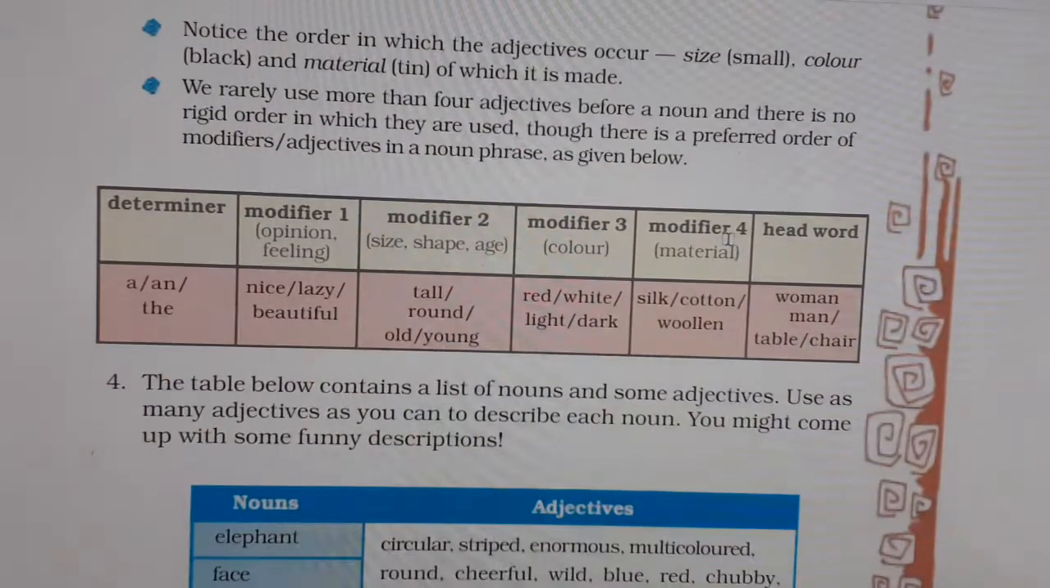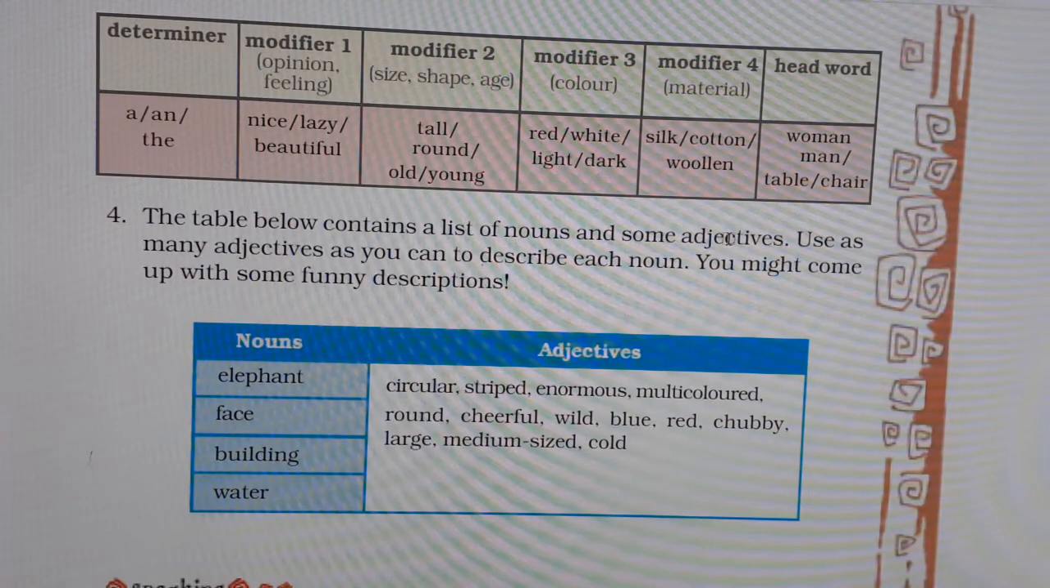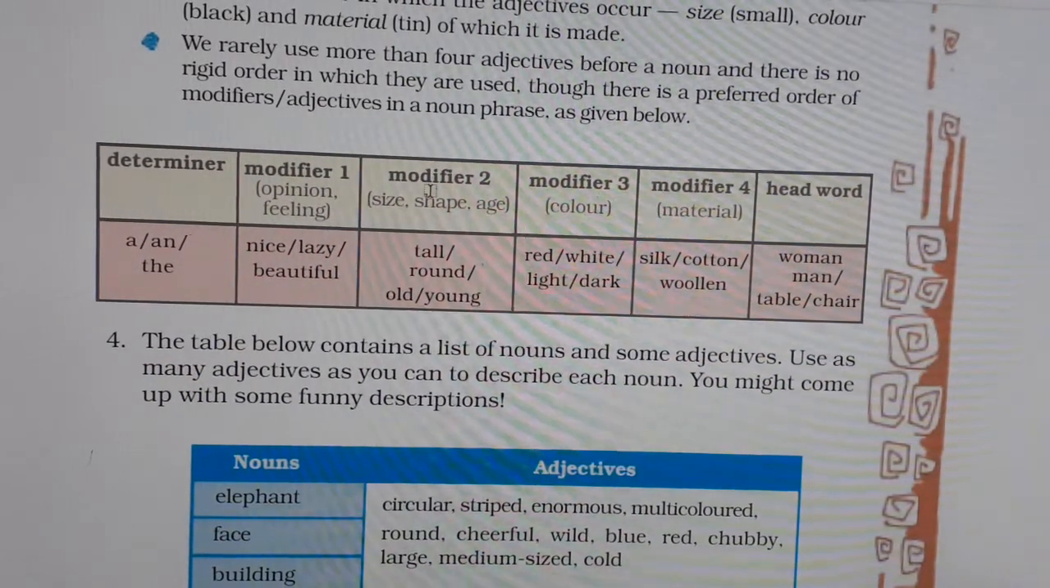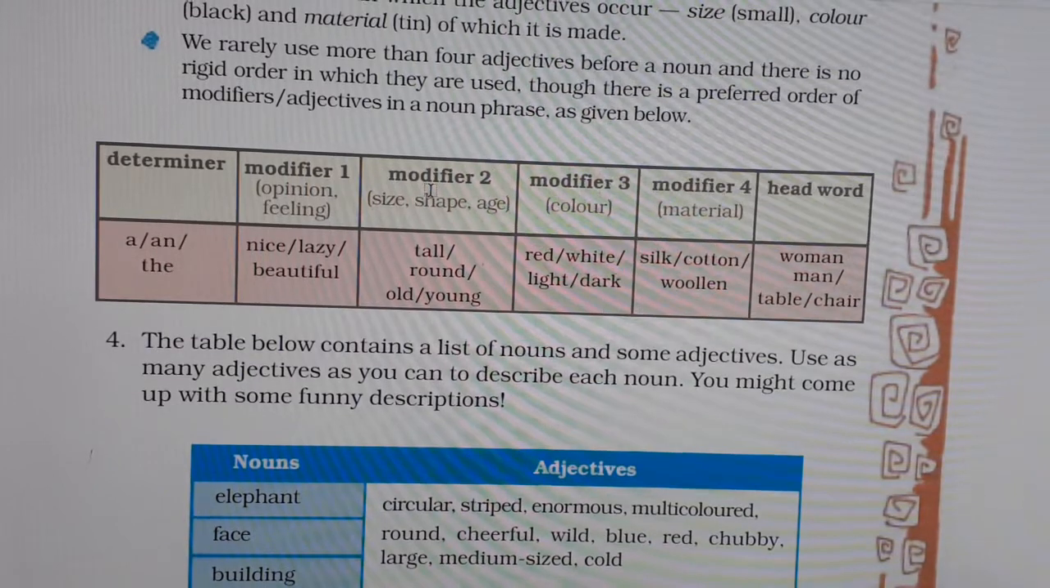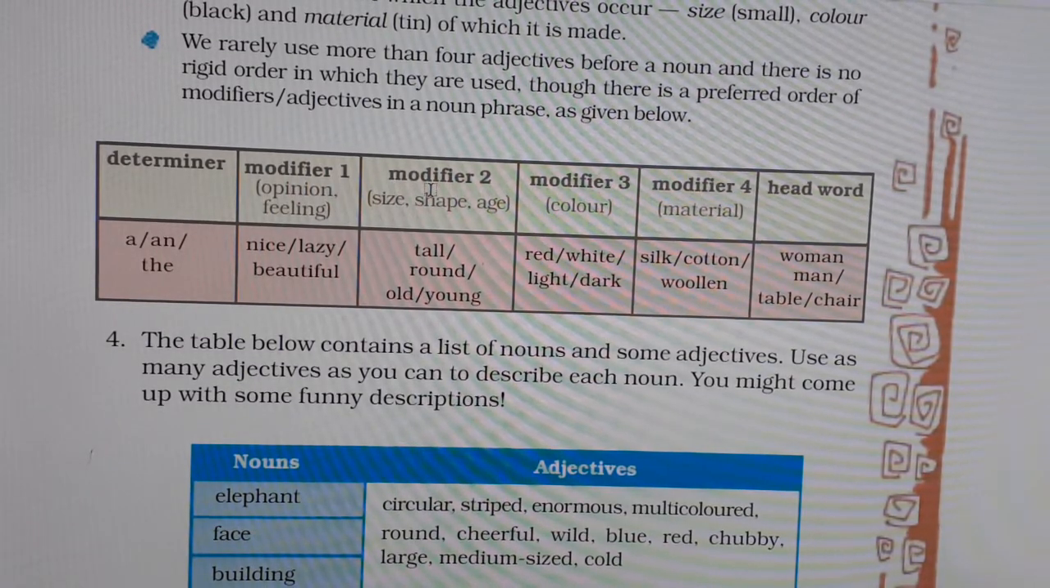So that is why we are given this sequence of modifying or describing a noun. Now what is the sequence? First is the determiner, that is a and the. Then comes the first modifier, that is opinion or feeling, that is nice, lazy, beautiful. The second modifier is size, shape, and age. Is it tall? Is it round? Is it old? Is it young?